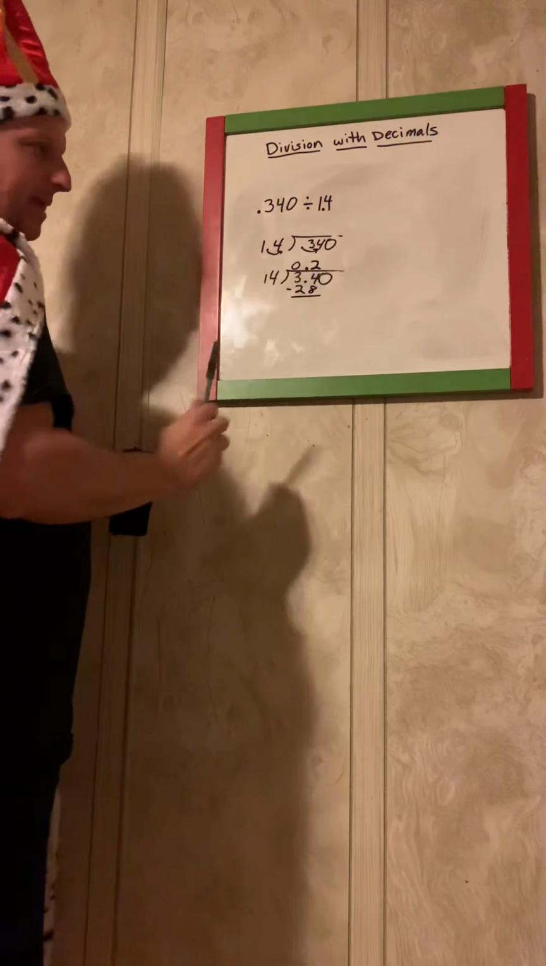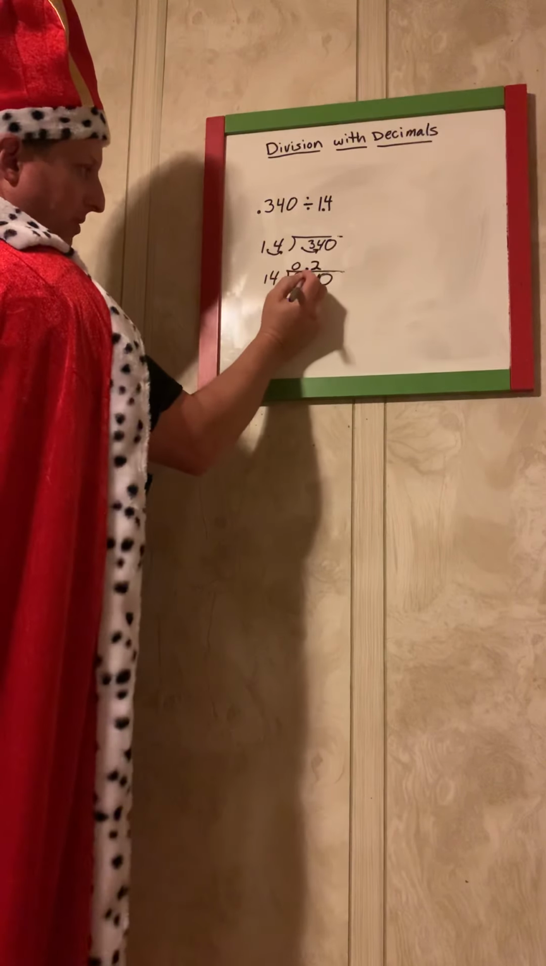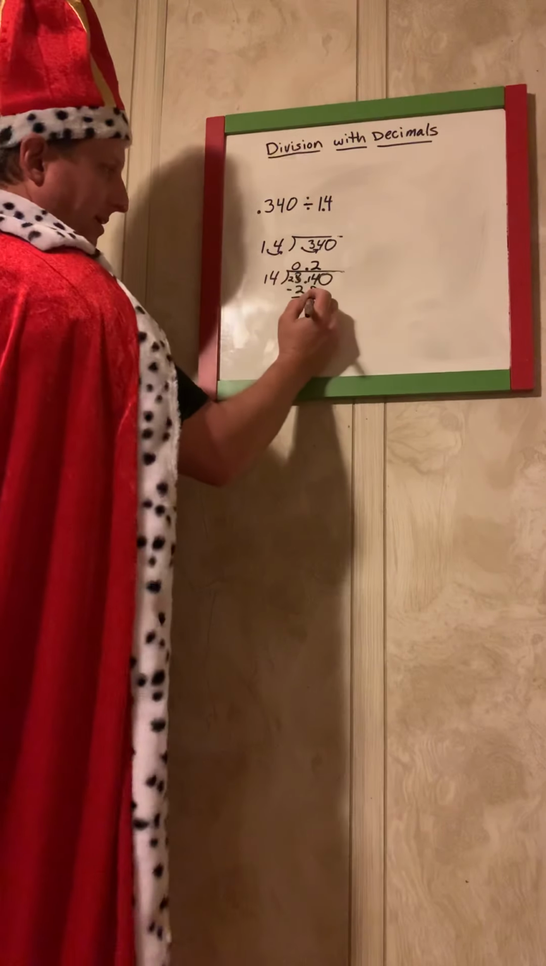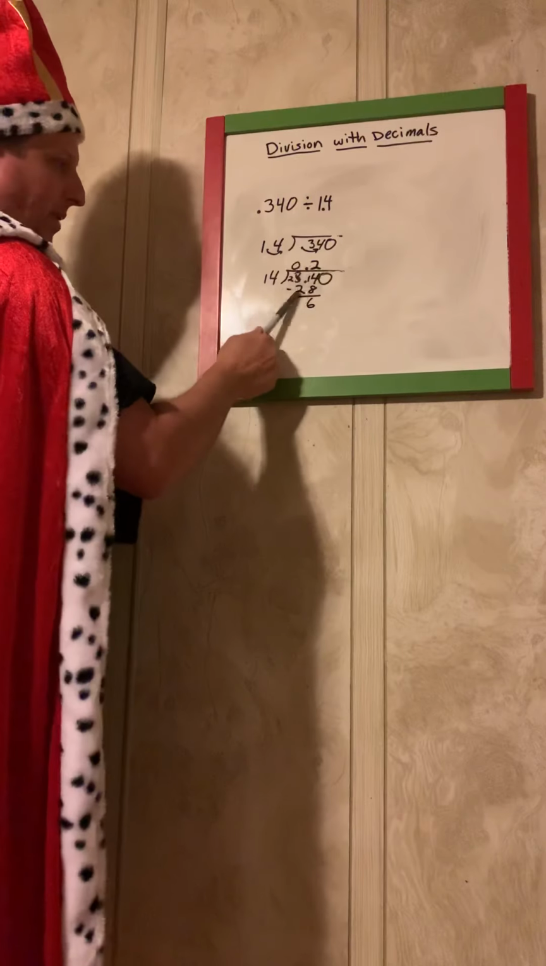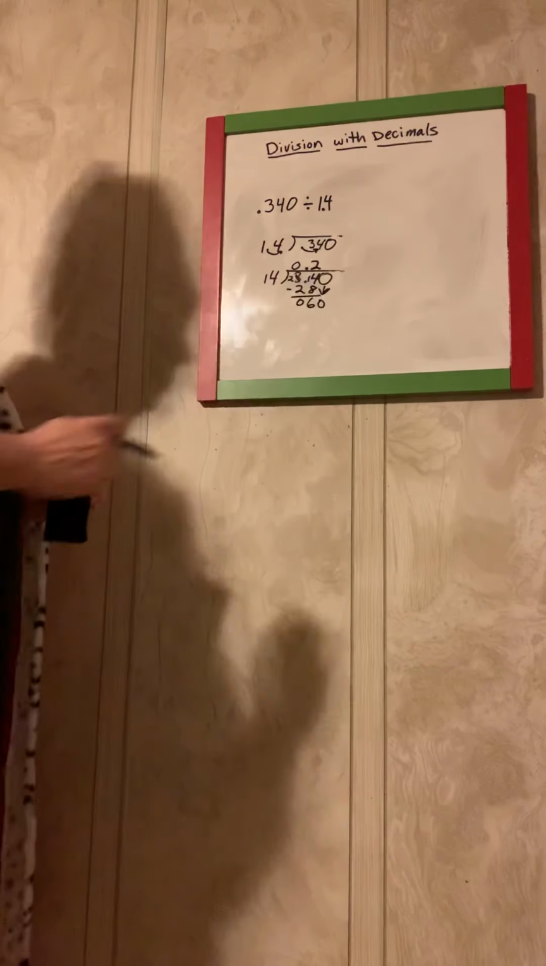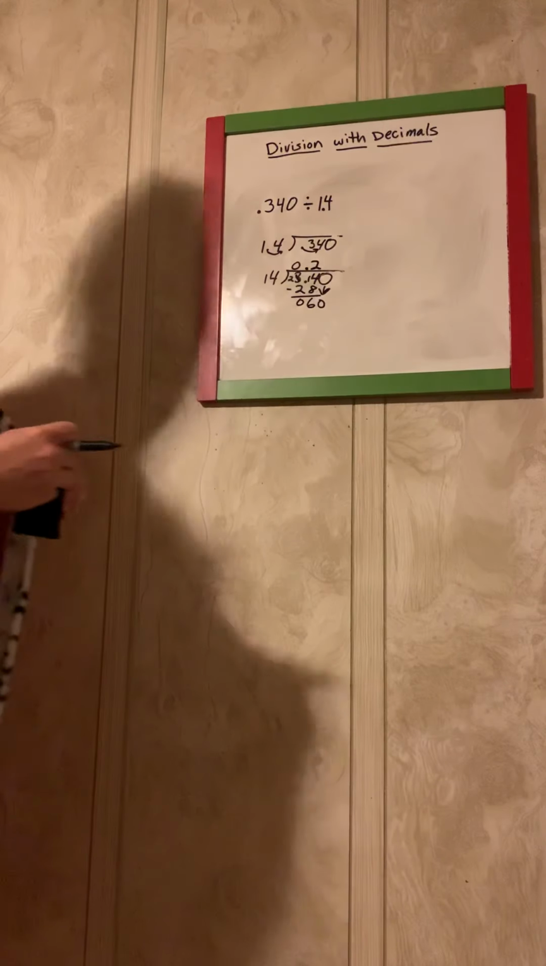I can't do 4 minus 8. I cross out the 3, make it a 2, make the 4 a 14. 14 minus 8 equals 6. 2 minus 2 equals 0. And I bring down this 0. 14 into 60 now. Okay?